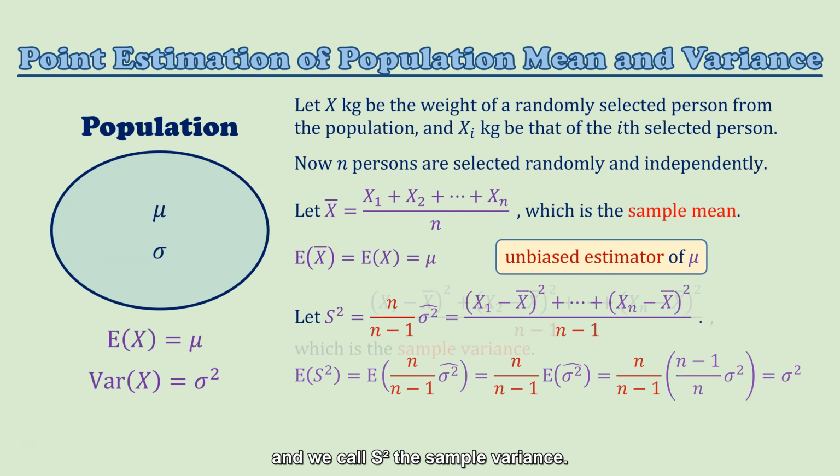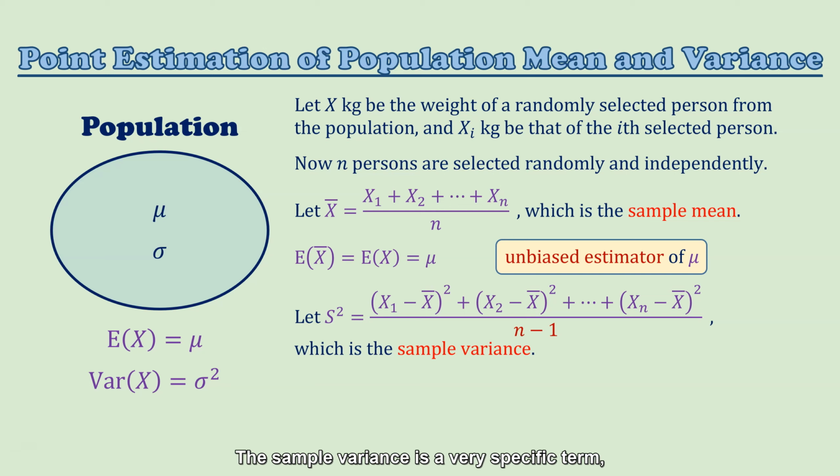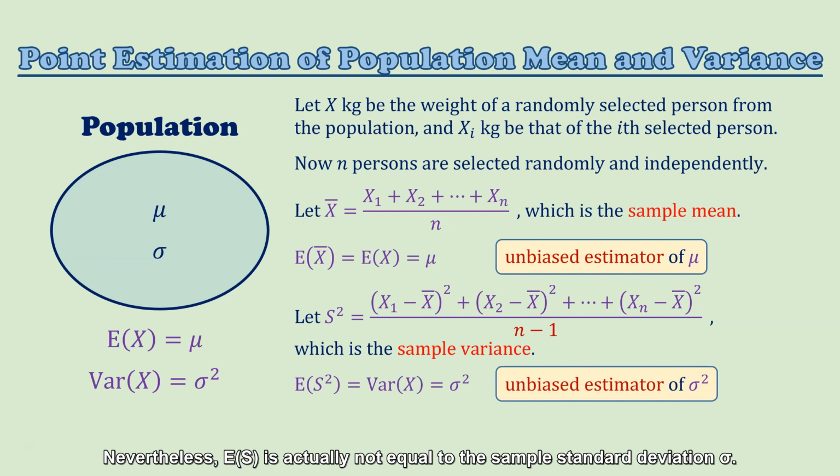And we call s squared the sample variance. Please note that the sample variance is different from the variance of the sample data. The sample variance is a very specific term of which the computation considers n-1 as the denominator. With n-1 as the denominator, this estimate will be unbiased. Nevertheless, the expectation of s is actually not equal to the population standard deviation sigma.